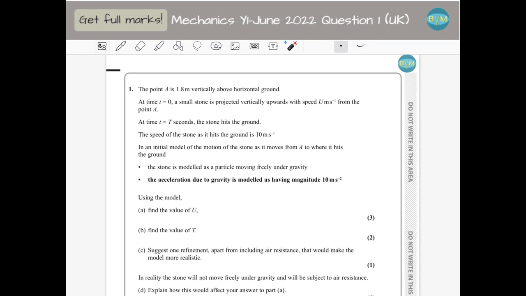So the point A is 1.8 vertically above horizontal ground. At time t equals 0, a small stone is projected vertically upwards with speed u from point A. At time t seconds, the stone hits the ground. The speed of the stone when it hits the ground is 10 meters per second. In an initial model of the motion of the stone as it moves from A to where it hits the ground, the stone is modeled as a particle moving freely under gravity.